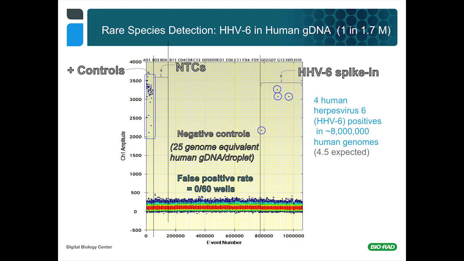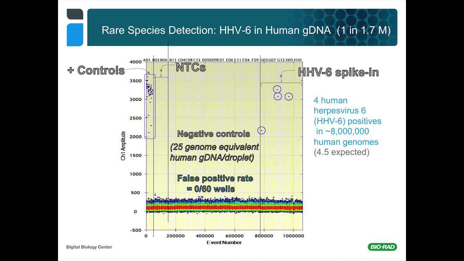And just to walk you through this quickly from the left side, moving towards the right, I can show you first on the left there are controls where there's a modest amount of the HHV6 DNA that was spiked into a Raji human DNA background. And you can see where the controls are, the amplitude of the expected positive droplets detecting the HHV6 are shown relative to the negative droplets that are shown below 500 in terms of the amplitude there on the bottom.